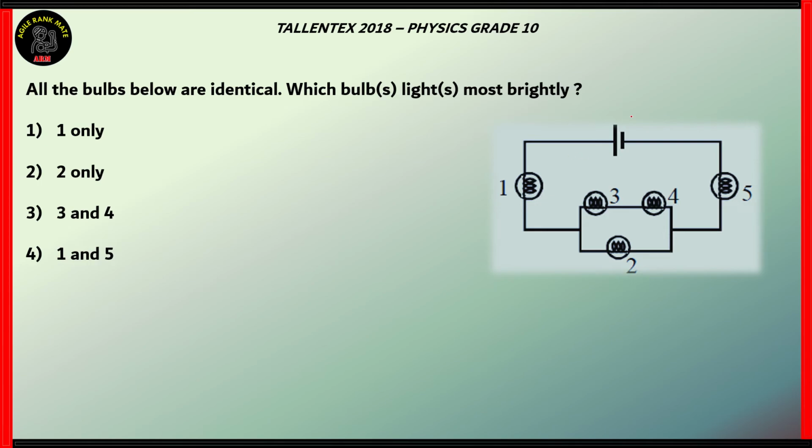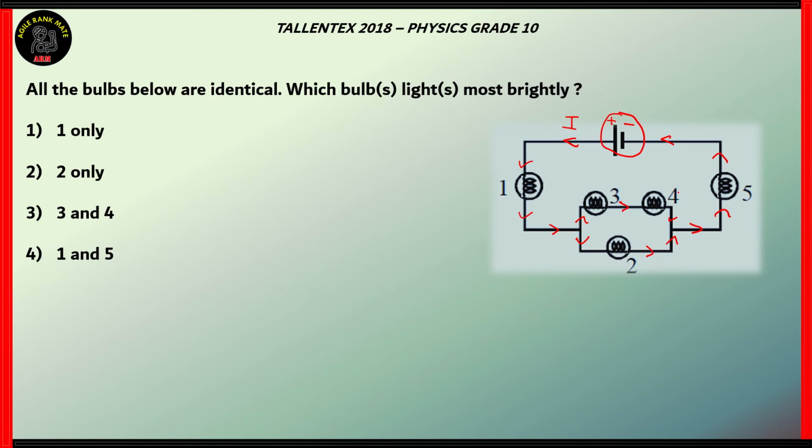As you can see, you've got a potential difference, a battery. Current flows from its positive terminal to its negative terminal, and it first passes through bulb 1, then it passes through bulbs 2, 3, and 4, and finally passes through bulb 5 before reaching the negative terminal. So this is how the flow of current is represented.